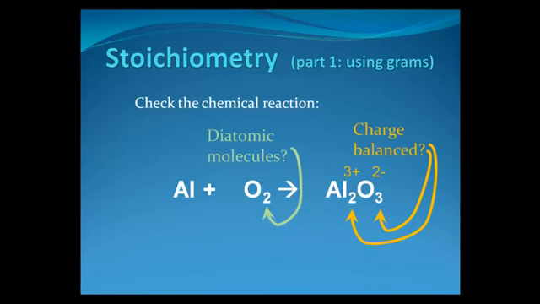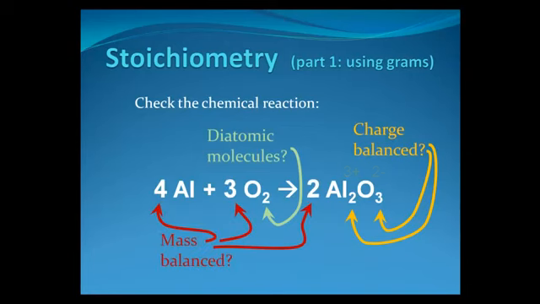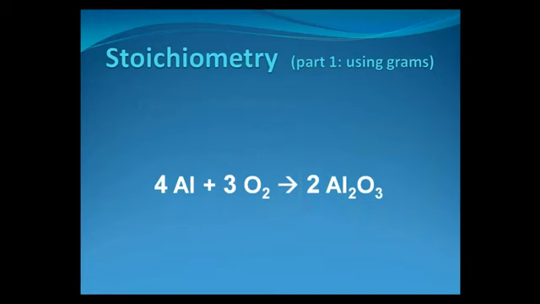Now the third thing we need to do is, if you look, we have too many aluminums on one side and not enough on the other. It's not mass balanced. So we're going to mass balance this by putting coefficients in front of everything. We'll put a 4 in front of the aluminum, 3 in front of the oxygen, and a 2 in front of the aluminum oxide. That way we have the right number of aluminums and the right number of oxygens on both the reactant and the product side. So now that we've got the chemical reaction, let's do something with it.